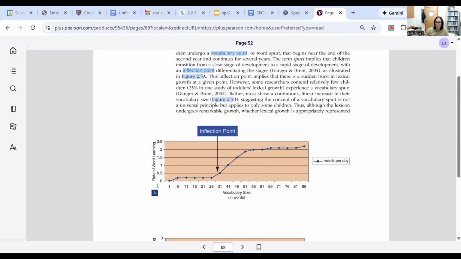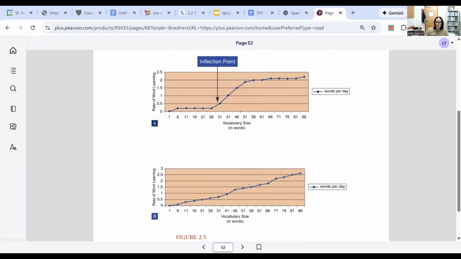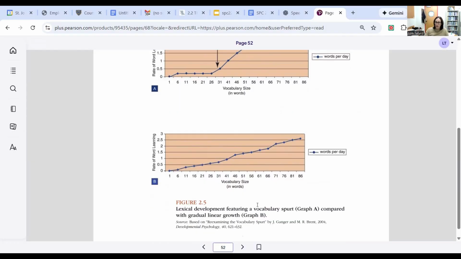And we see that from the time they're producing, let's say, 16, 21, 26 words, all of a sudden we see this huge growth in terms of the rate of their word learning. So we really see this big increase in slope. And we also see the same in the rate of word learning, how fast they learn words and the number of vocabulary words that they acquire.